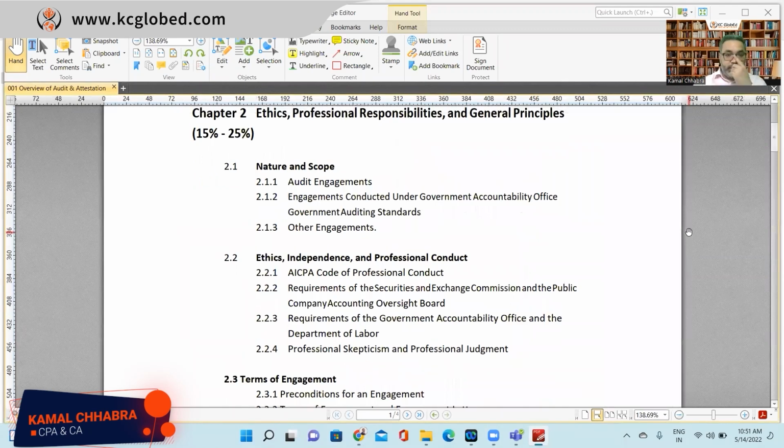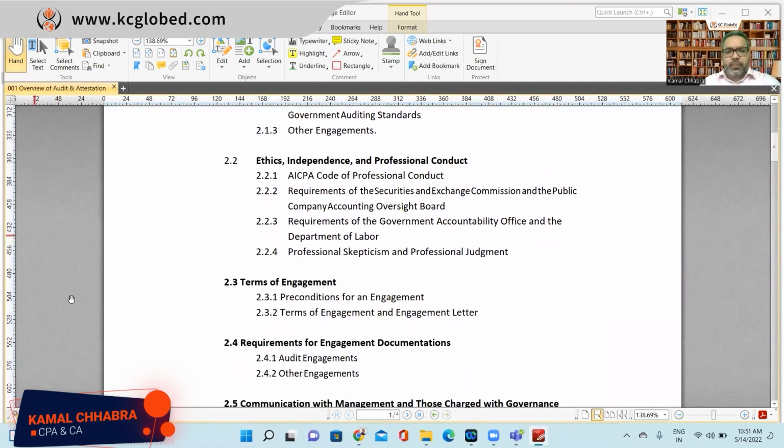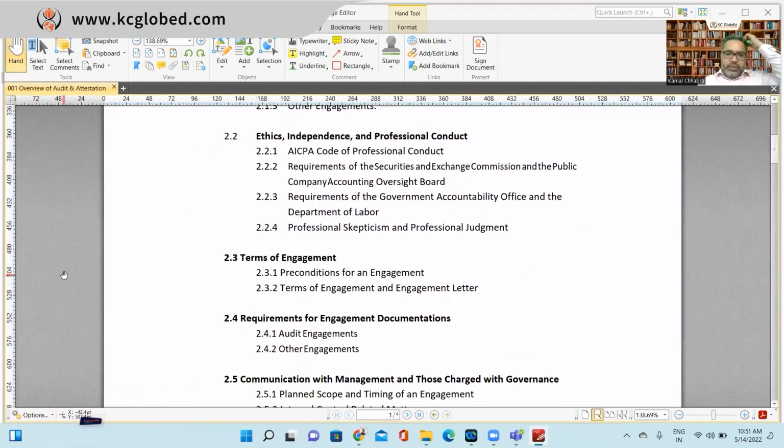So far we have covered the nature and scope of audit, which includes audit engagements conducted under the Government Accountability Office and Government Auditing Standards. Then we covered other engagements. Now we are in 2.2, which is ethics, independence, and professional conduct.